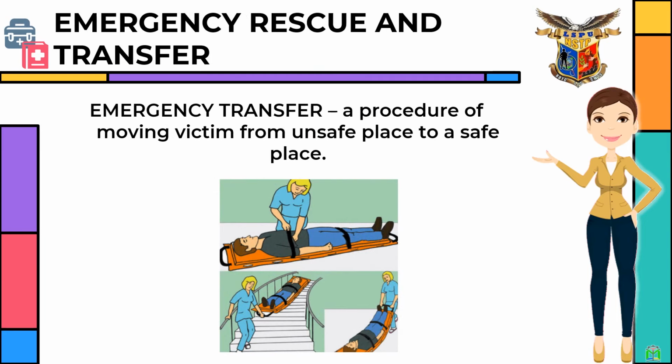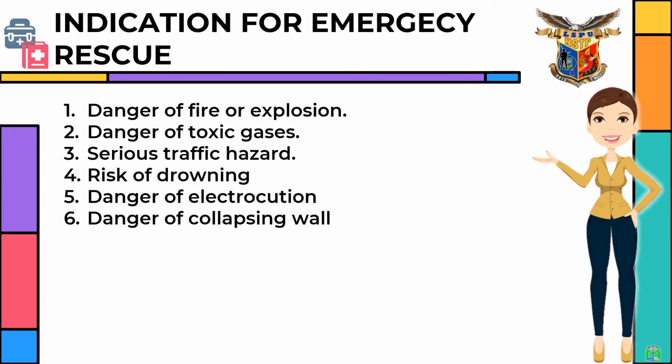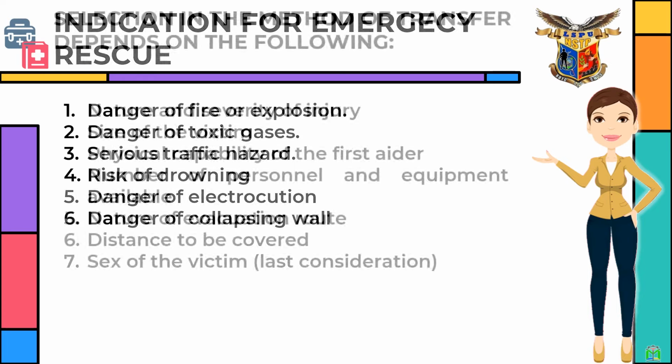Emergency transfer is a procedure of moving a victim from an unsafe place to a safe place. Indications for emergency rescue are: 1. Danger of fire or explosion. 2. Danger of toxic gases. 3. Serious traffic hazard. 4. Risk of drowning. 5. Danger of electrocution. 6. Danger of collapsing wall.